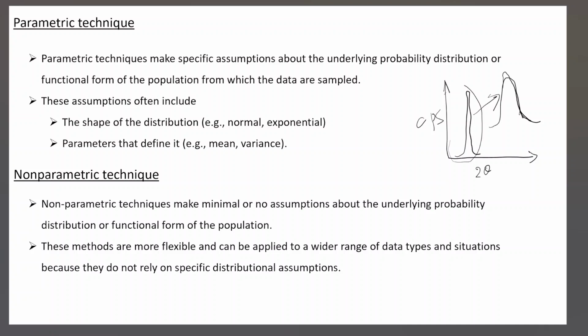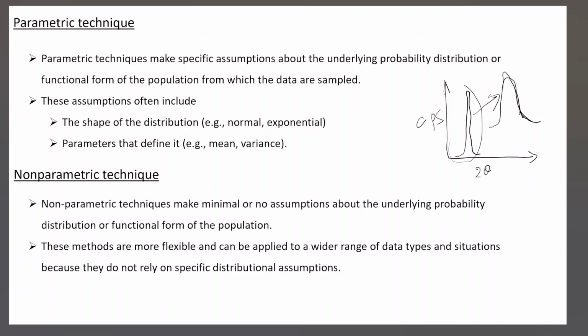Just now what we did is assume the shape is normal or exponential. There are also functions called sigmoid functions. All those things can possibly happen. Otherwise, there are parameters that define it. For example, we can assume the mean and variance. In case of a standard distribution, we assume the mean to be at the center and the variance and standard deviation from the same formula. So these are parametric techniques.